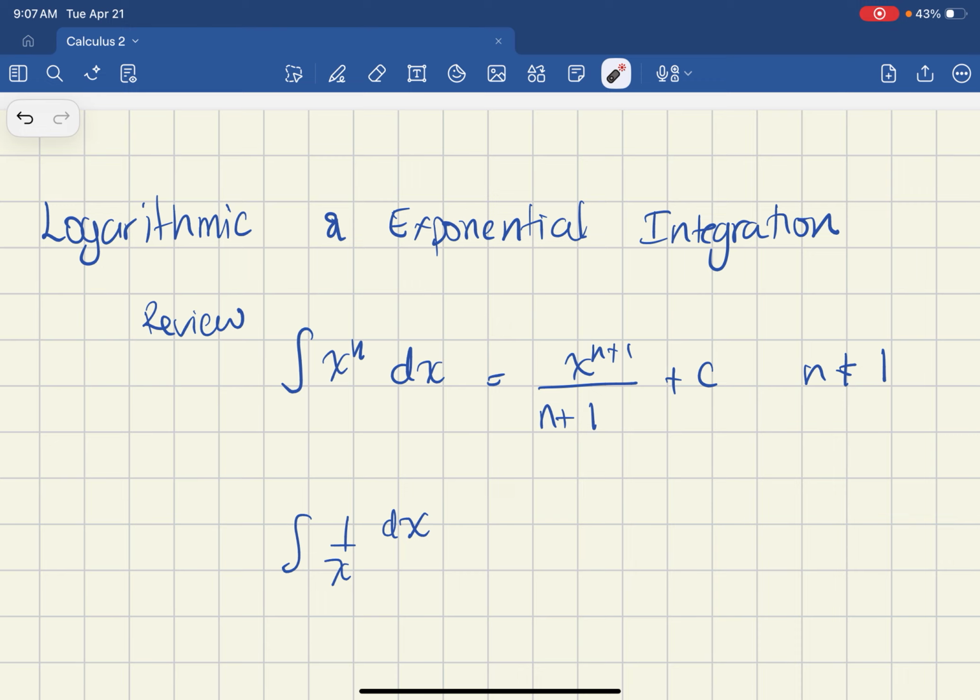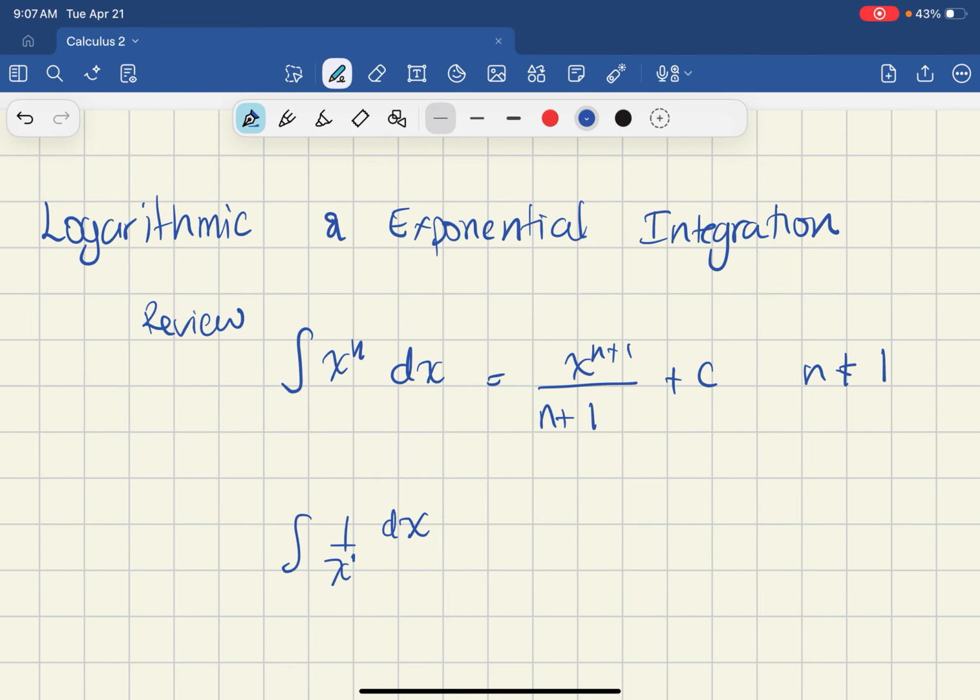Why is that? It's because if n is equal to negative 1, as we can see in this case 1 over x, the exponent would be negative 1. This would be x to the negative 1, but then the denominator would be 0, so our answer would be undefined. So the power rule cannot be applied here.